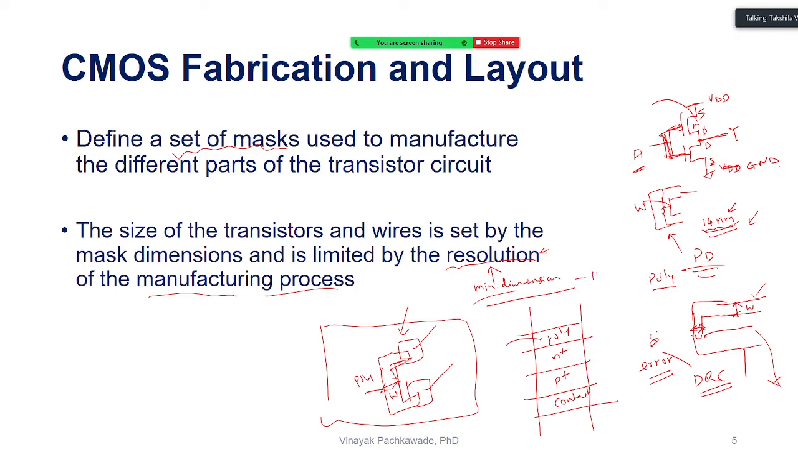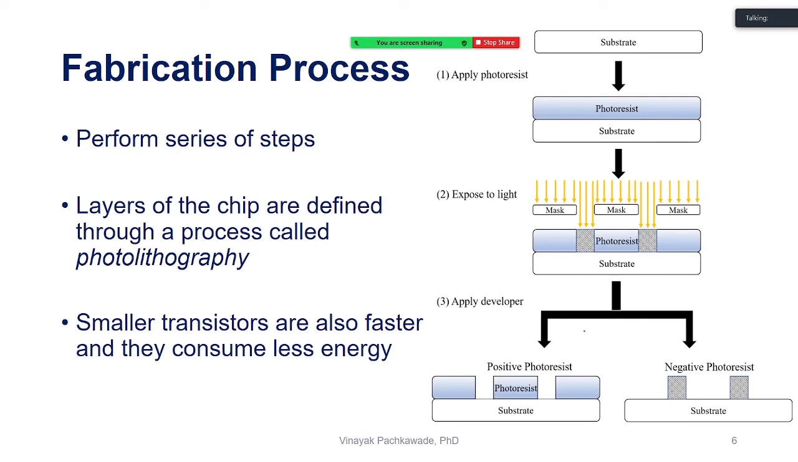Suppose they give you 10 nanometer as the minimum width, and you try to draw 8 nanometer, you will have a DRC error, because the foundry will not allow you to draw an 8 nanometer wire. Okay, so what to do?